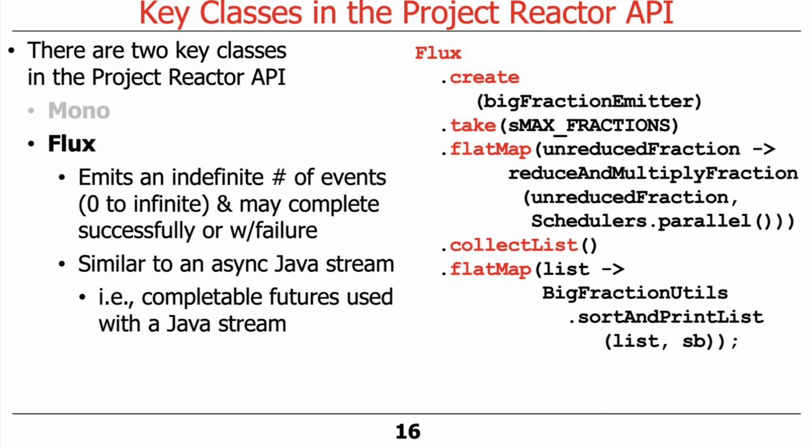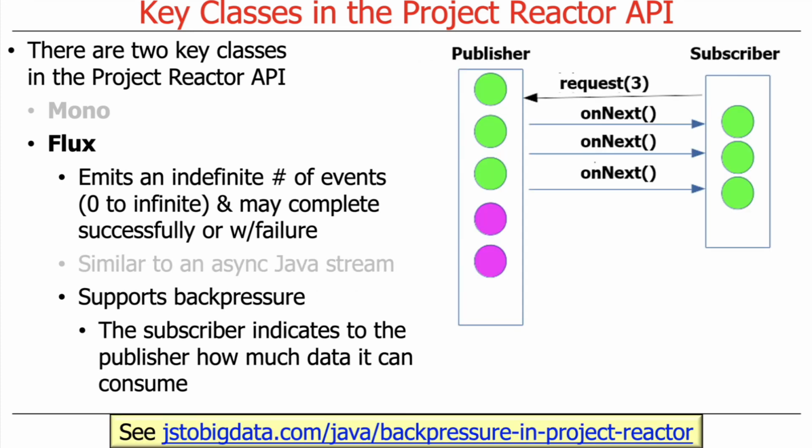So here's a very simple example of a Flux, which is going to have a create factory method that will emit a bunch of big fractions up to a certain limit indicated by take. It will then use the flat map operator, which does some really cool things to do a bunch of operations concurrently. It collects all those concurrent operations into a list, and then it goes ahead and sorts and prints the results. So we'll walk through all this stuff, of course, and I'll explain what everything means. But that's basically the way that the flow works with a Flux.